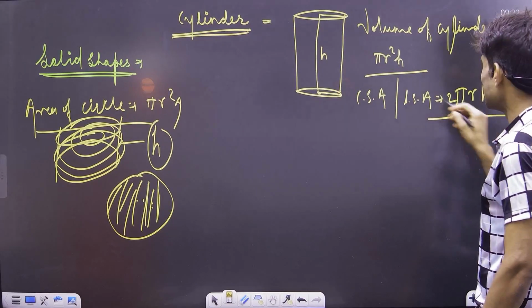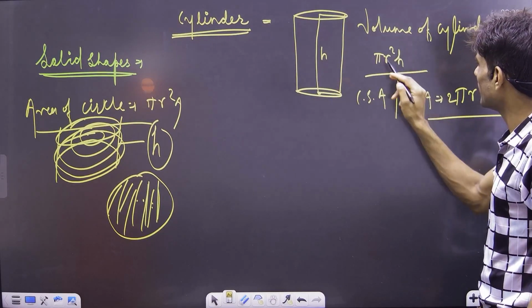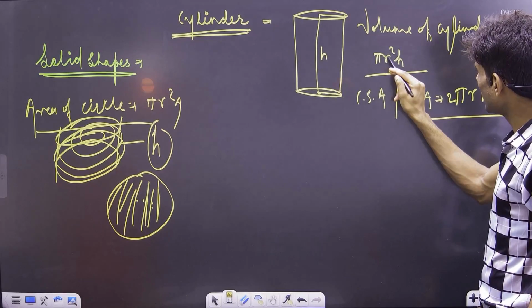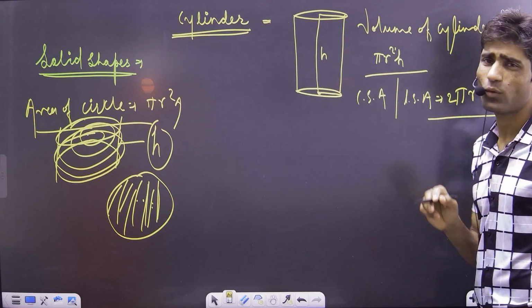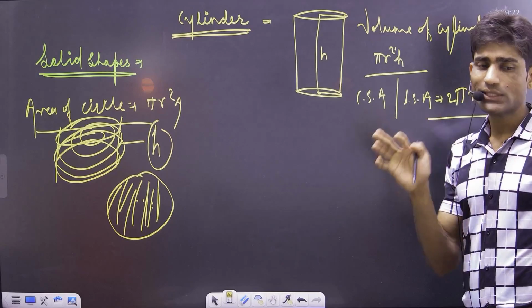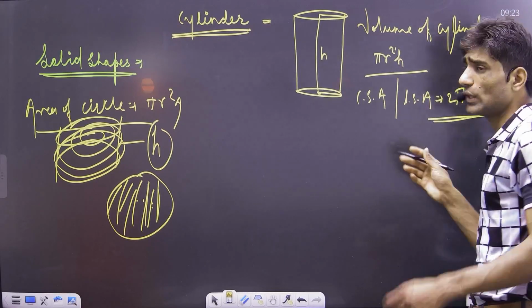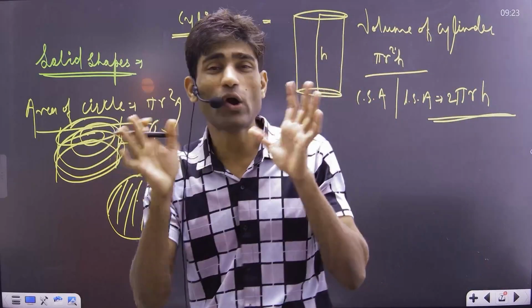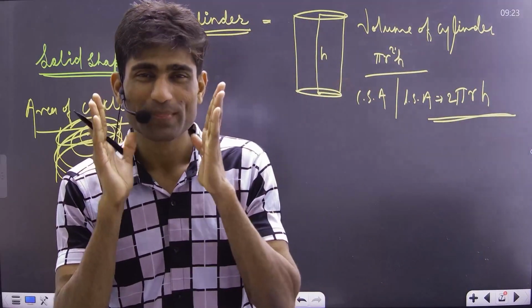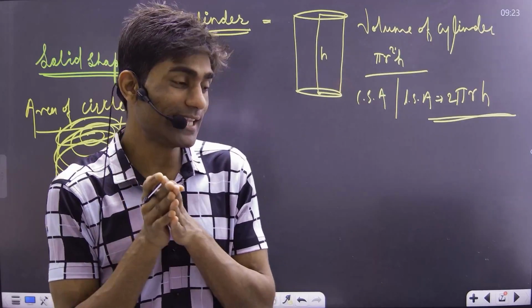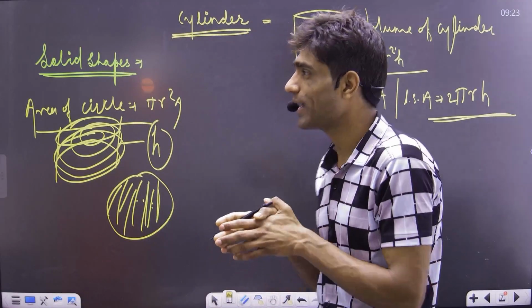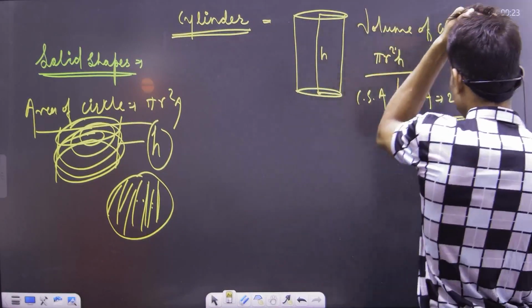Now you can see that I took the 2 to the front, and I subtracted 1 from that 2. So I got 2 minus 1 as 1 here and 2 pi r h as the curved surface area, or lateral surface area, for our cylinder. See how easy it is. Nothing is difficult, you just need to understand these tricks.